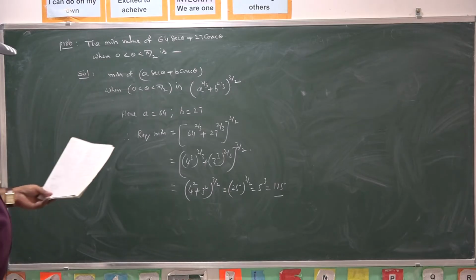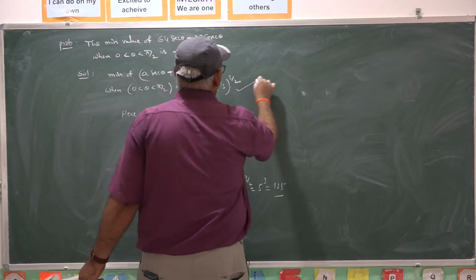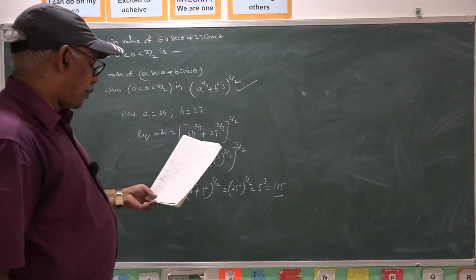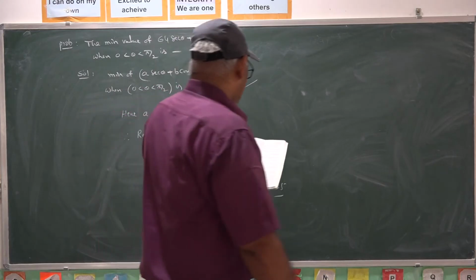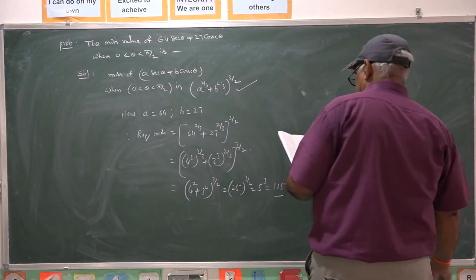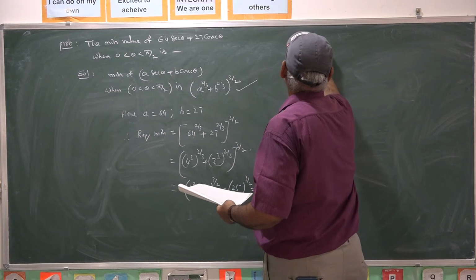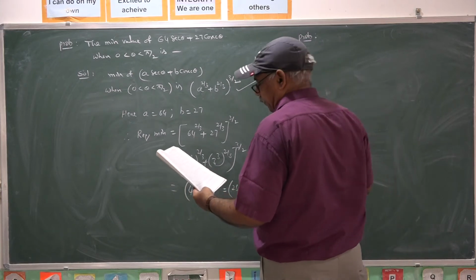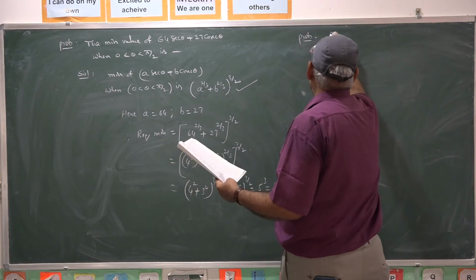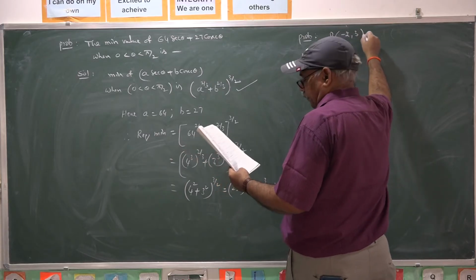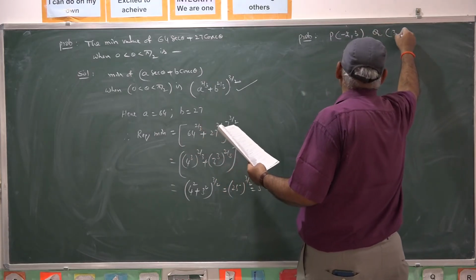So, it is also given in the examination. This is very important, an important formula. Next one, next problem. This is also given in MSET. P is minus 2 comma 3, Q is 3 comma 7.